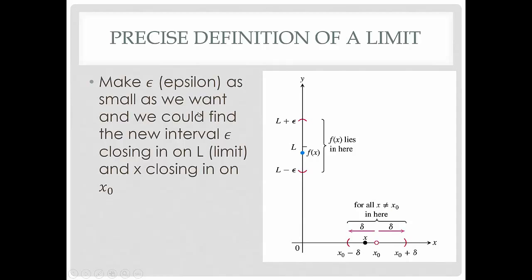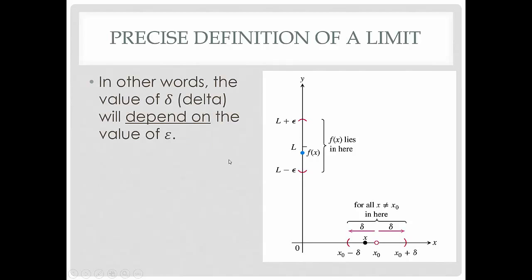Make epsilon as small as we want, and we could find the new interval. Okay, so this becomes my new interval, epsilon, closing in on this limit. So in other words, x naught's what I'm interested in. I'm approaching it, getting as close to it as I can. So in other words, my function is within here. I'm trying to get as close to it as I can because I want to keep a particular error. So in other words, the value of delta, my input, is going to depend on my output, how much error that I'm going to have.